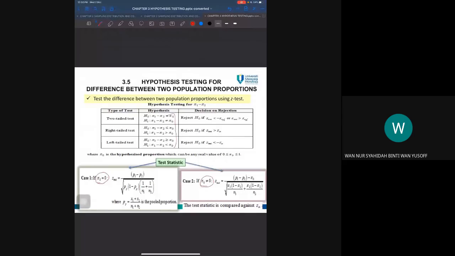Okay, if the pi naught here equals 0, then we use the first one here. You have to calculate the pooled sample proportion, it is PP. If your pi naught is not equal to 0, meaning that we have some value for the pi naught, we use the formula from case 2. Okay. And then compare with the Z distribution. So for the difference of two population proportions, you will have pi 1 minus pi 2, similar to mu1 and mu2. How do we decide which one is the first population? It depends on the question.